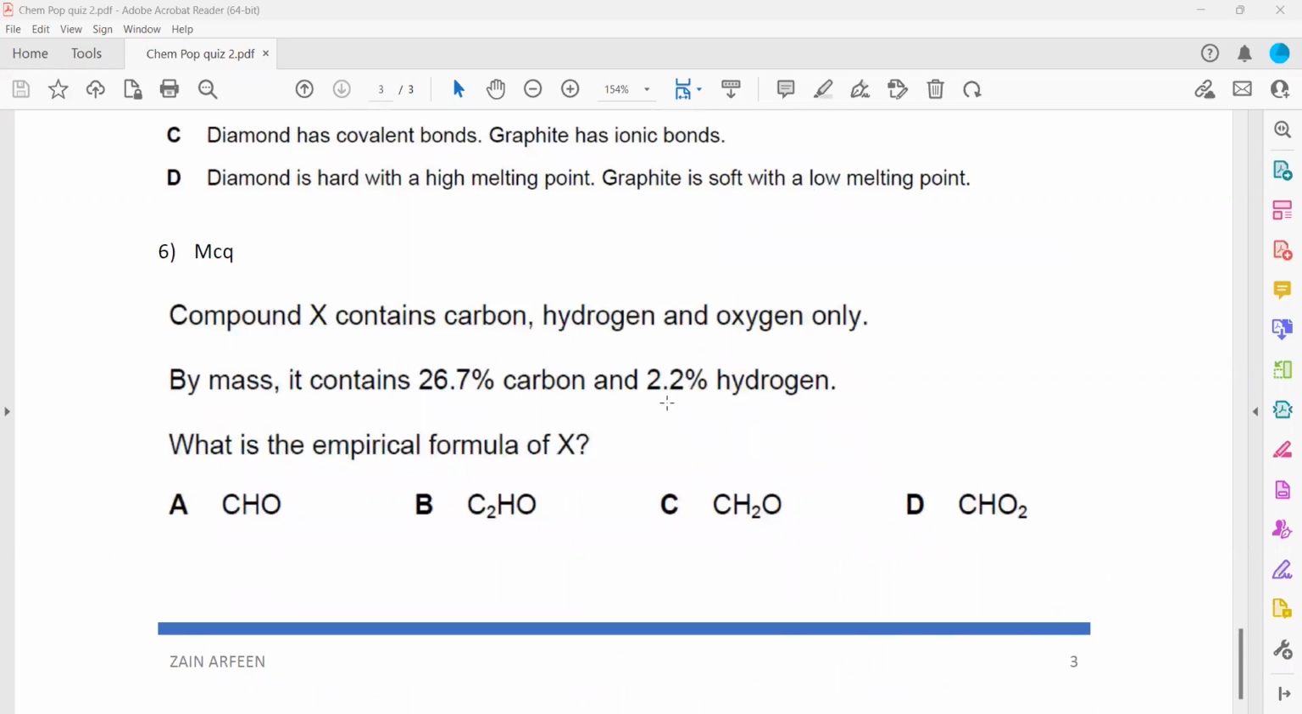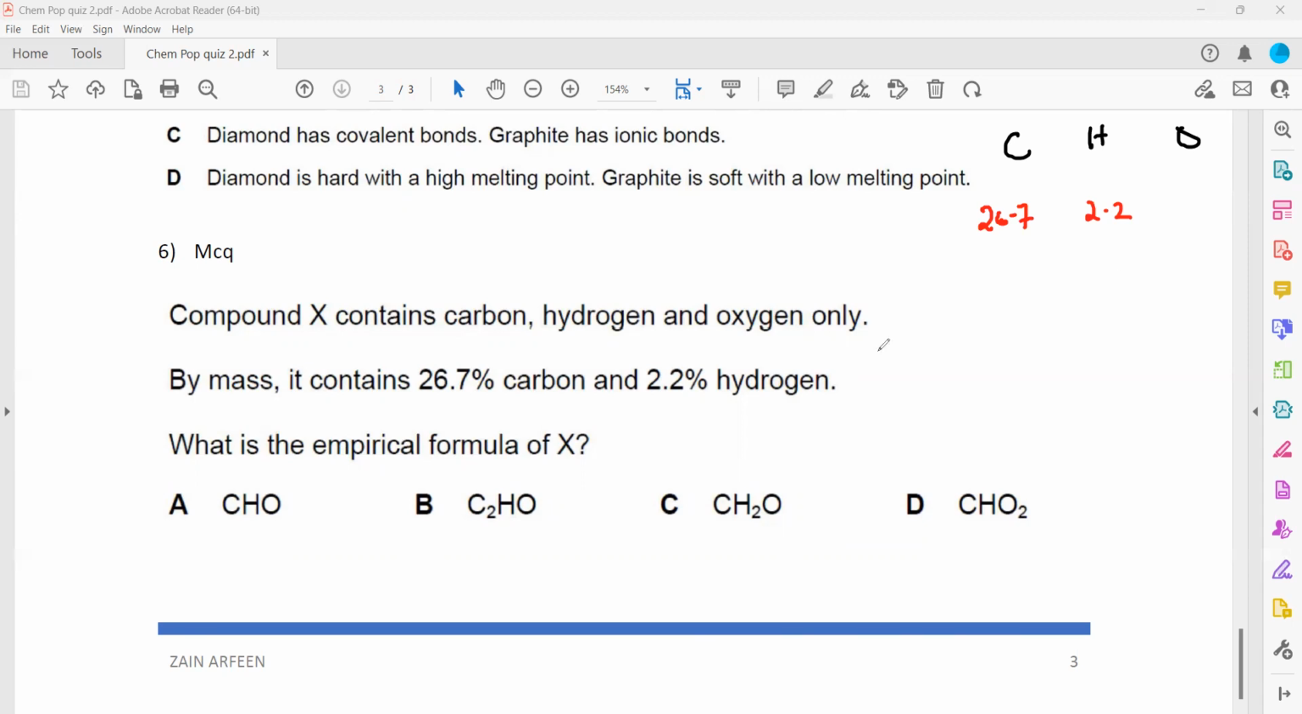Then the last one: a compound X contains carbon, hydrogen and oxygen only. We have to find the empirical formula. So how do we work out the empirical formula? First, we divide by atomic mass, then we divide by the smallest value, and then we make a ratio in whole numbers. So we have carbon, which is 26.7. We have hydrogen, which is 2.2. So the remaining will be oxygen, because they mentioned it contains carbon, hydrogen, and oxygen only.